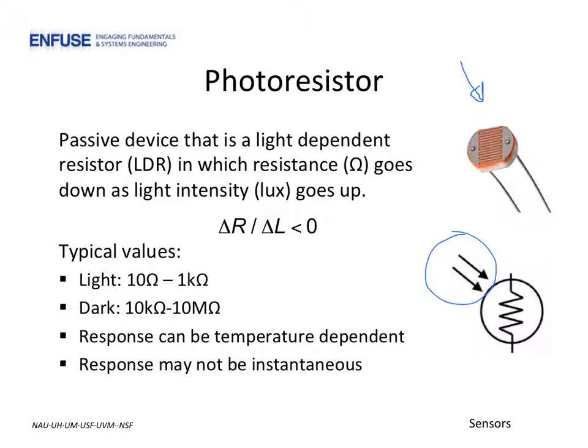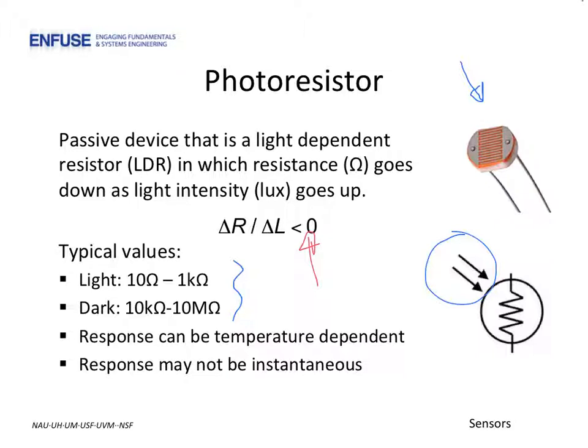Photoresistors may more properly be thought of as photoconductors, in that they become more conductive as light intensity increases. This is reflected in a negative photoresistivity coefficient. Typical values for common photoresistors are seen here. Under bright light, the device is very conductive with resistances on the order of 10 to maybe 1,000 kiloohms. When dark, the resistance increases significantly to tens of kiloohms or tens of megaohms.